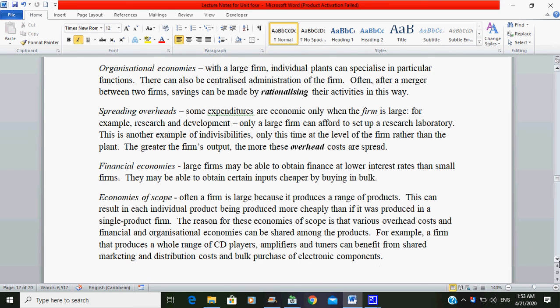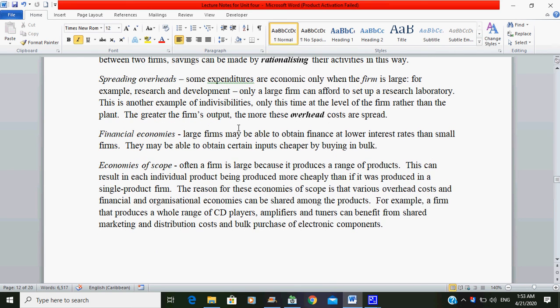Financial economies. Large firms may be able to obtain finance at lower interest rates than small firms. They may be able to obtain certain inputs cheaper by buying in bulk.